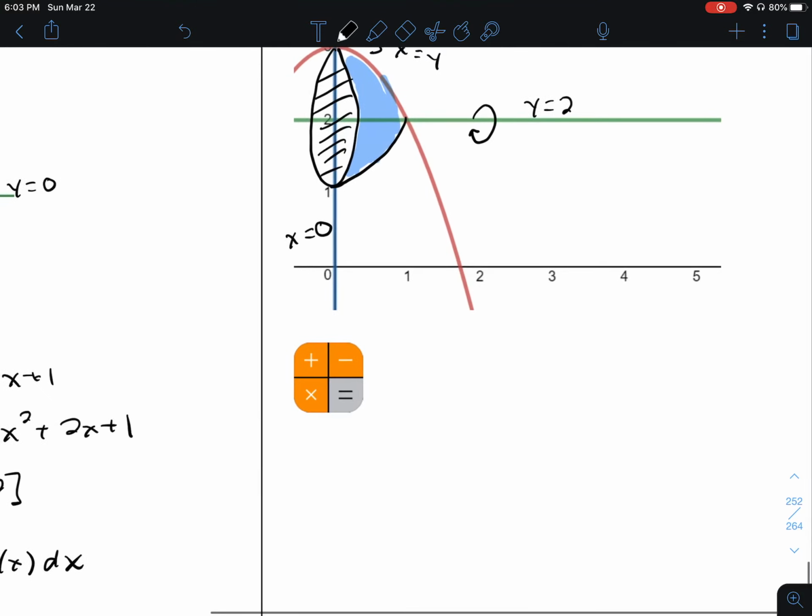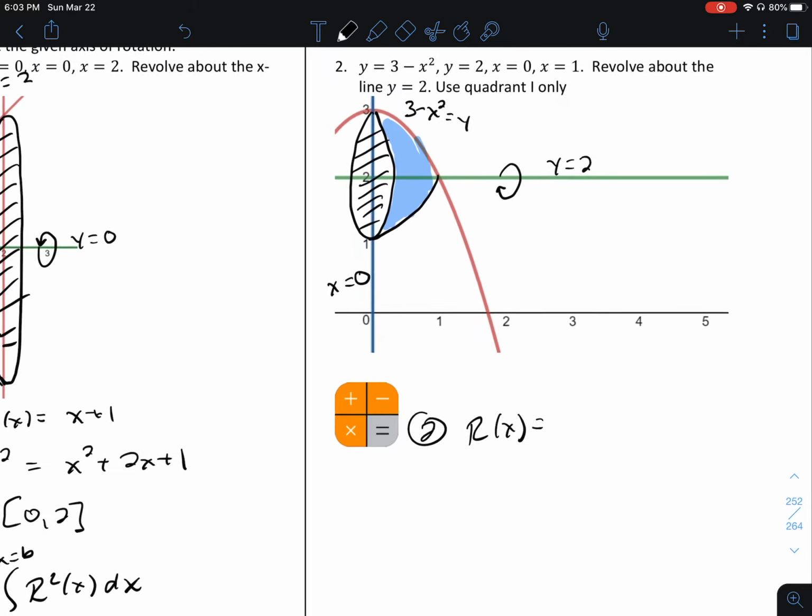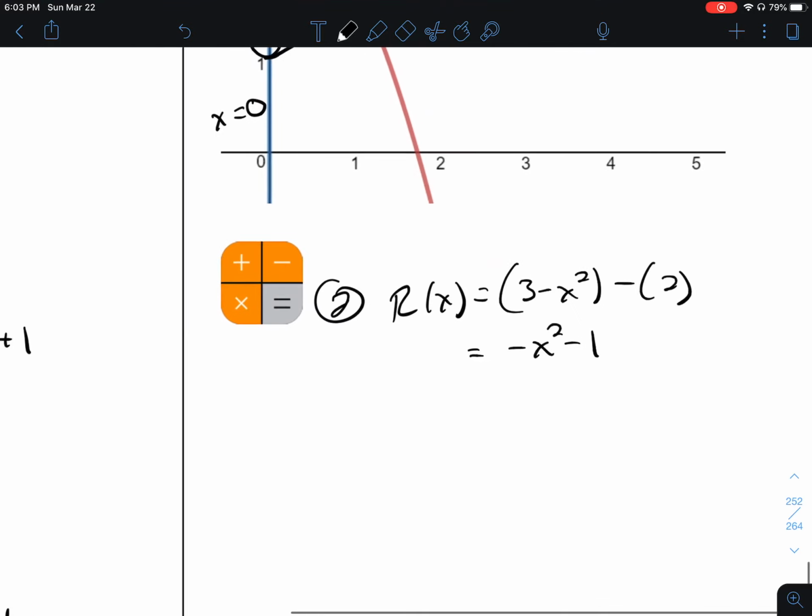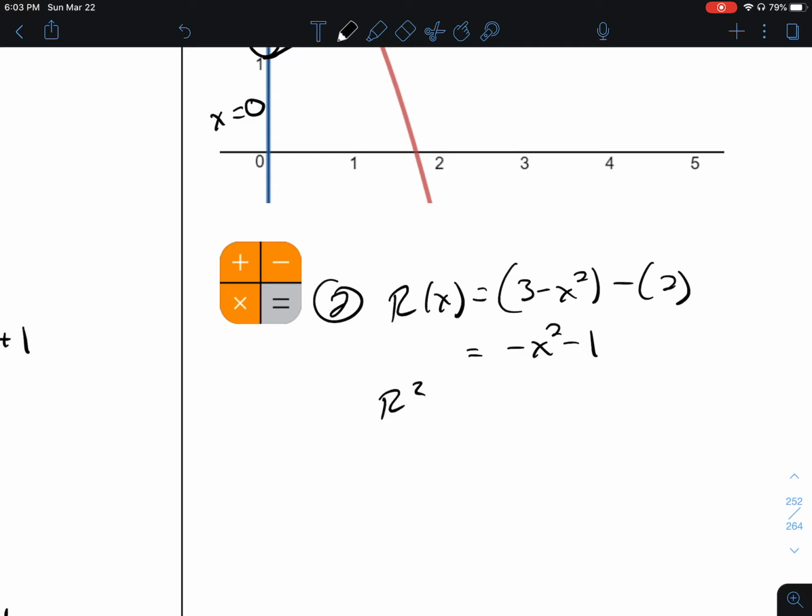This says use a calculator, but even though we're using a calculator, we still got some work to do here. We got to figure out what r squared is. First of all, what is r? R is the radius. R is the distance from this green line to this y value. If we take high minus low, that means that we have 3 minus x squared minus 2. That's going to reduce 3 minus 2 is going to be 1. That's going to be negative x squared minus 1. That's what r is.